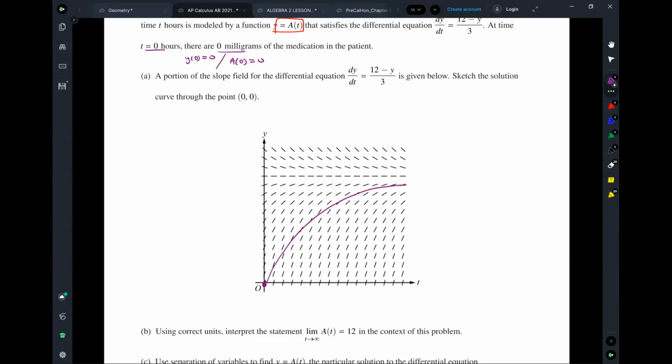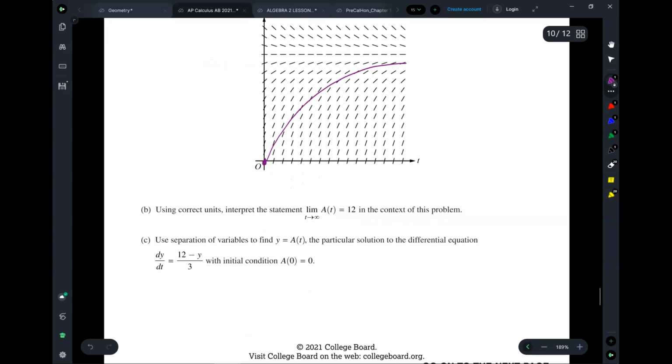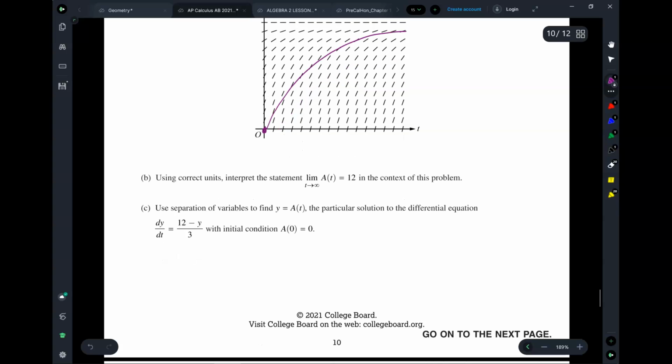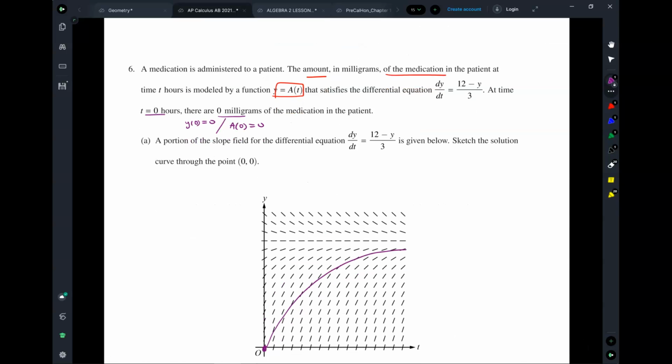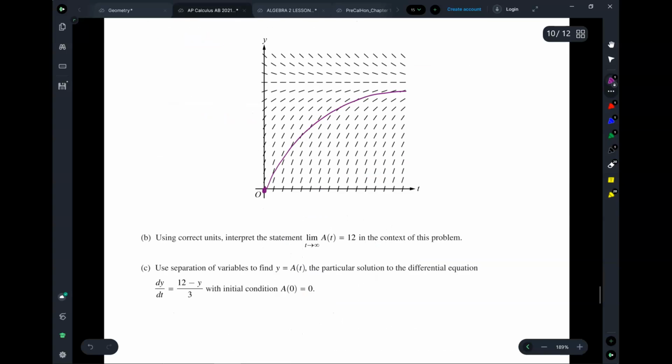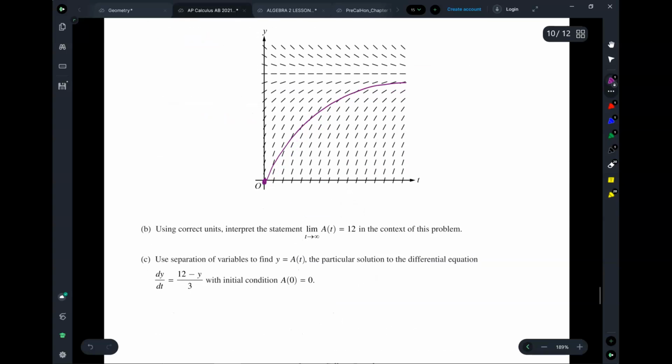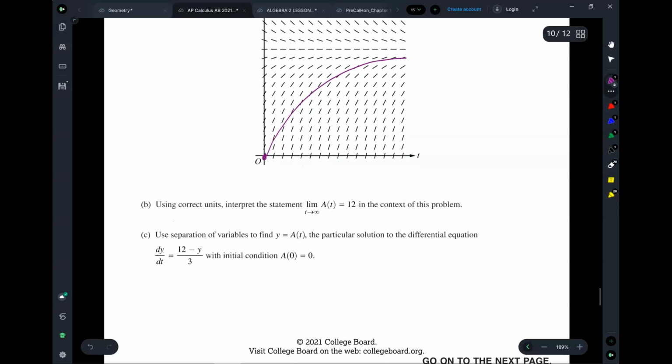All right. Okay. Next, using correct units, interpret the statement, limit as t approaches infinity of A(t) is equal to 12. Okay? So what do you think that means? What do you guys think? The limit as t approaches infinity of A(t) is 12. What was A(t)? Right, but what did it stand for? The amount of medication. So, a large number of hours later, right? Like after many, many hours have passed.